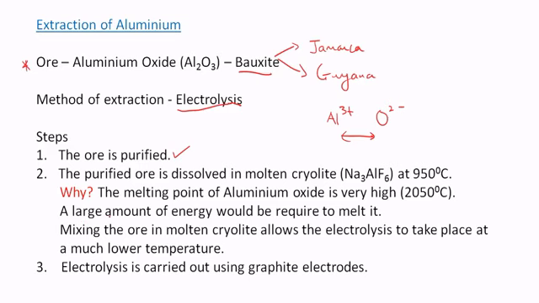Now, a large amount of energy would be required to melt the aluminium oxide on its own. Mixing the ore in molten cryolite allows the electrolysis to take place at a much lower temperature. You need to know this because sometimes you are asked, why is aluminium oxide dissolved in molten cryolite? The next step, electrolysis is carried out using graphite electrodes.